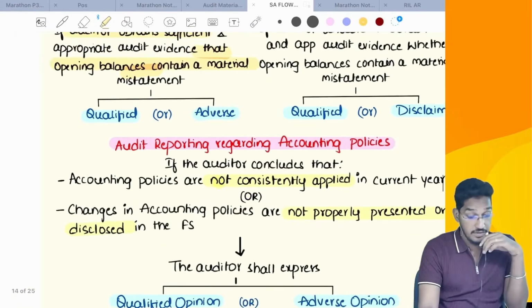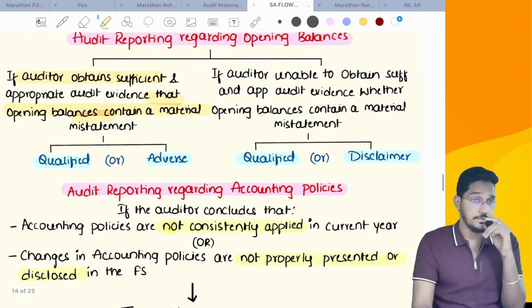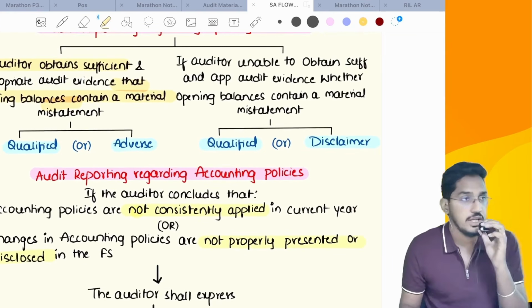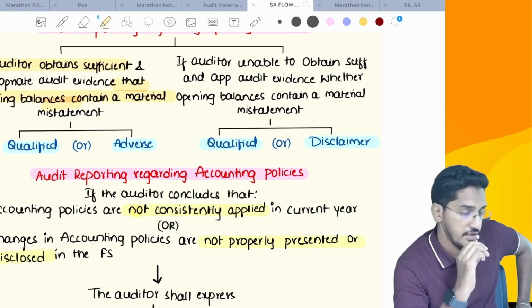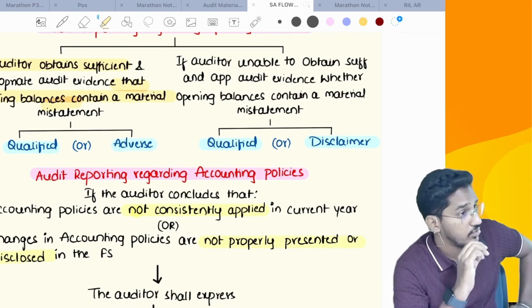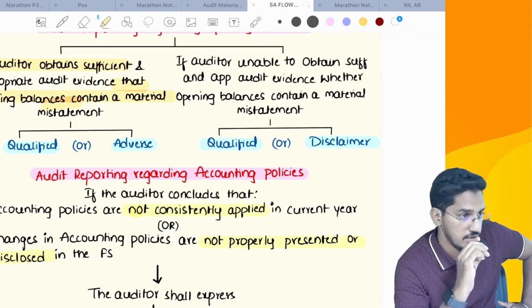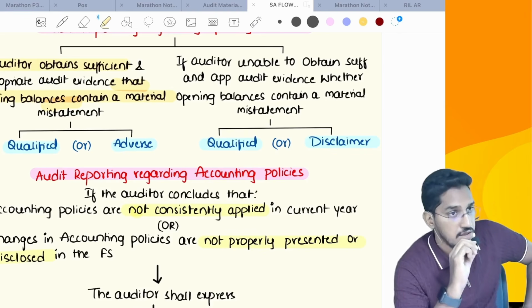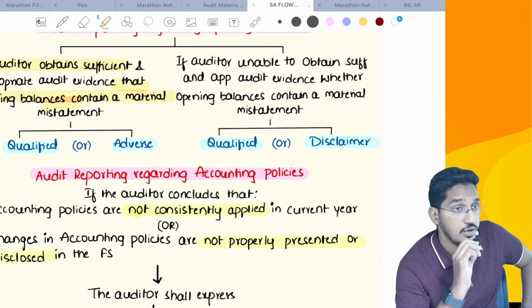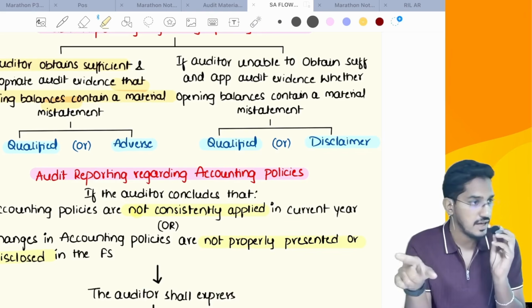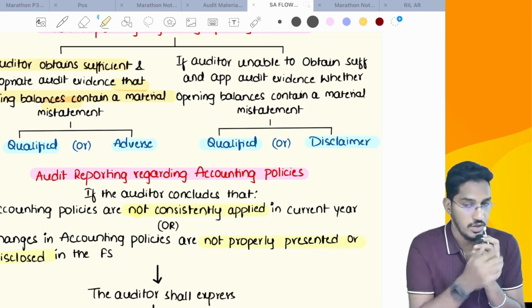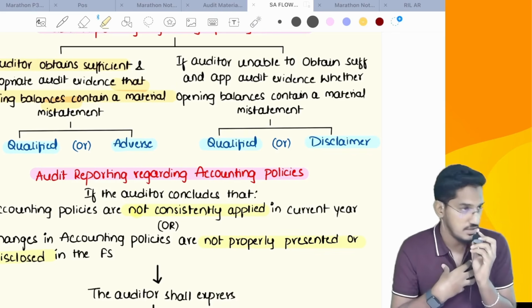Now, how will it have an impact on opinion? There could be two cases. Listen carefully. If you have obtained sufficient and appropriate audit evidence that management, without any valid reason, has changed the accounting policy, that means consistency has been violated. Or there is a valid reason, that's why management changed the accounting policy, but they did not give proper disclosure. Two cases. You have audit evidence where without any valid reason management changed the accounting policy, or you have evidence that management has changed the accounting policy.